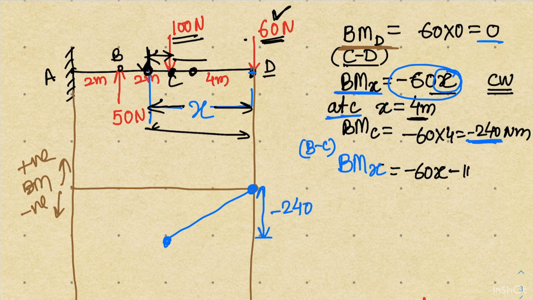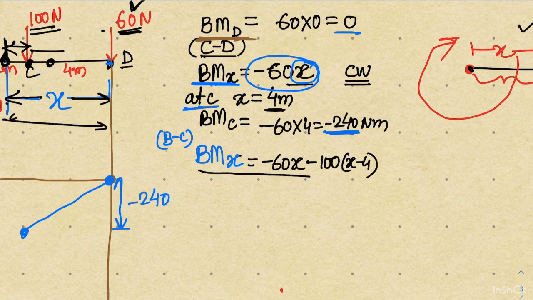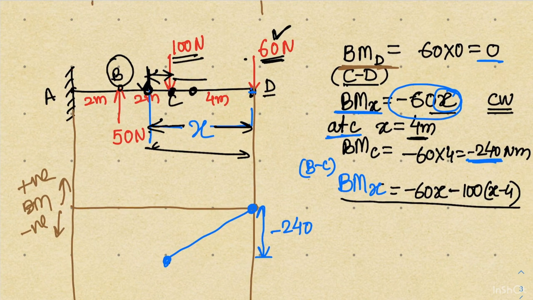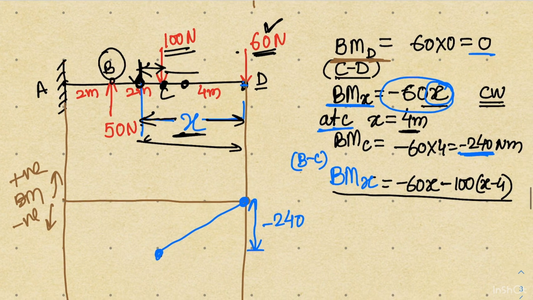So I will put minus 100 into x minus 4. So this is the expression for my bending moment, and this equation is valid till point B, because I have considered my x which is valid up to point B. So in this expression, when I say that x will become 6, I will reach point B.